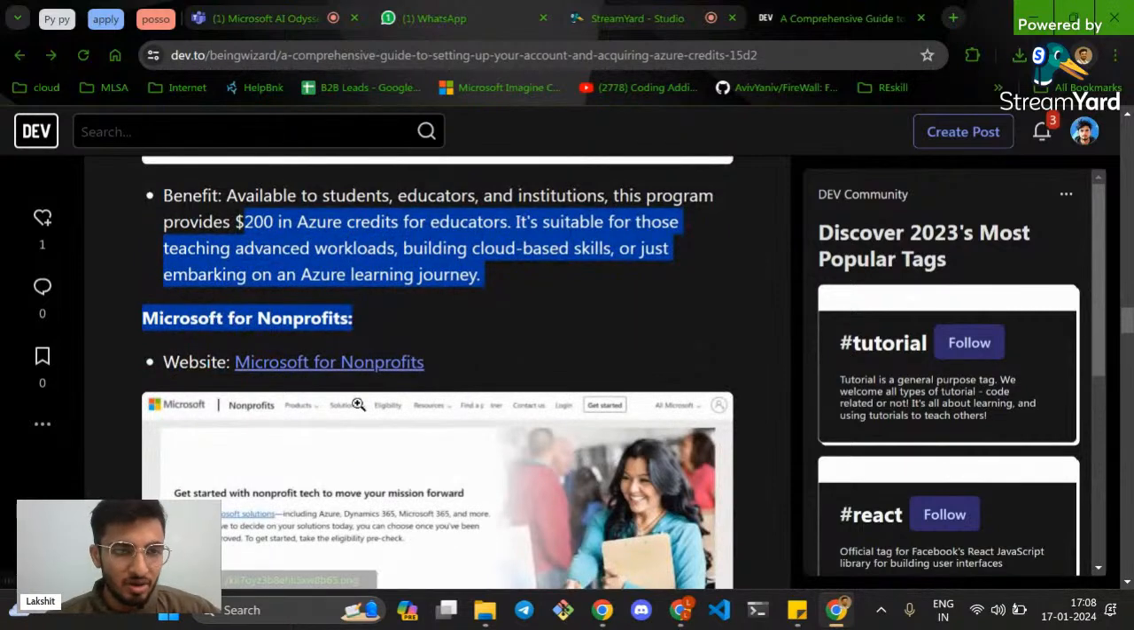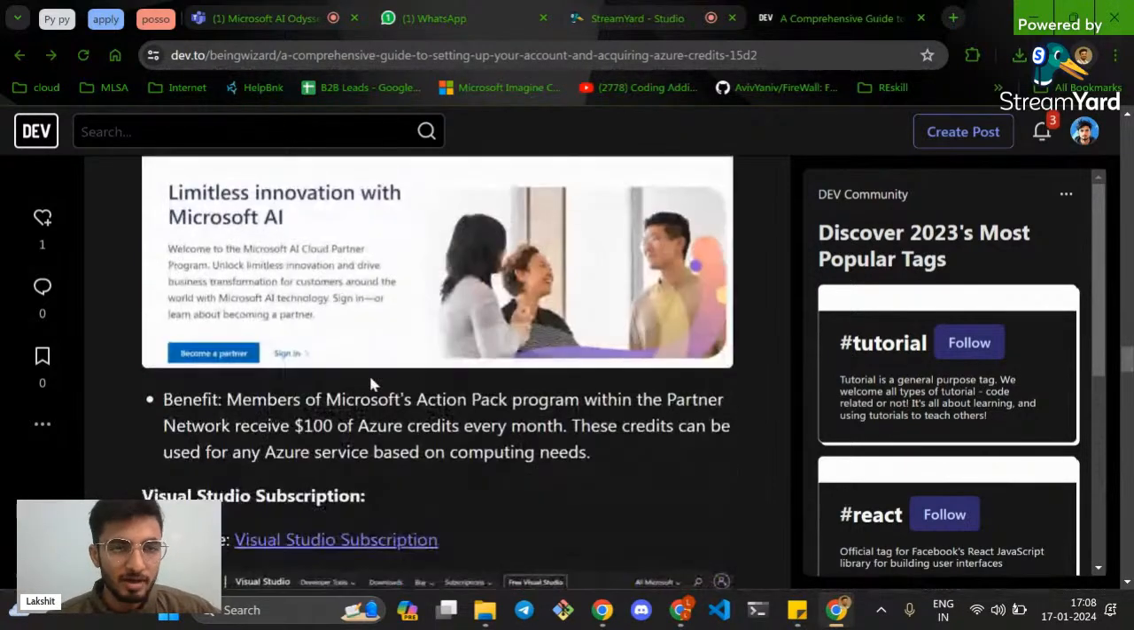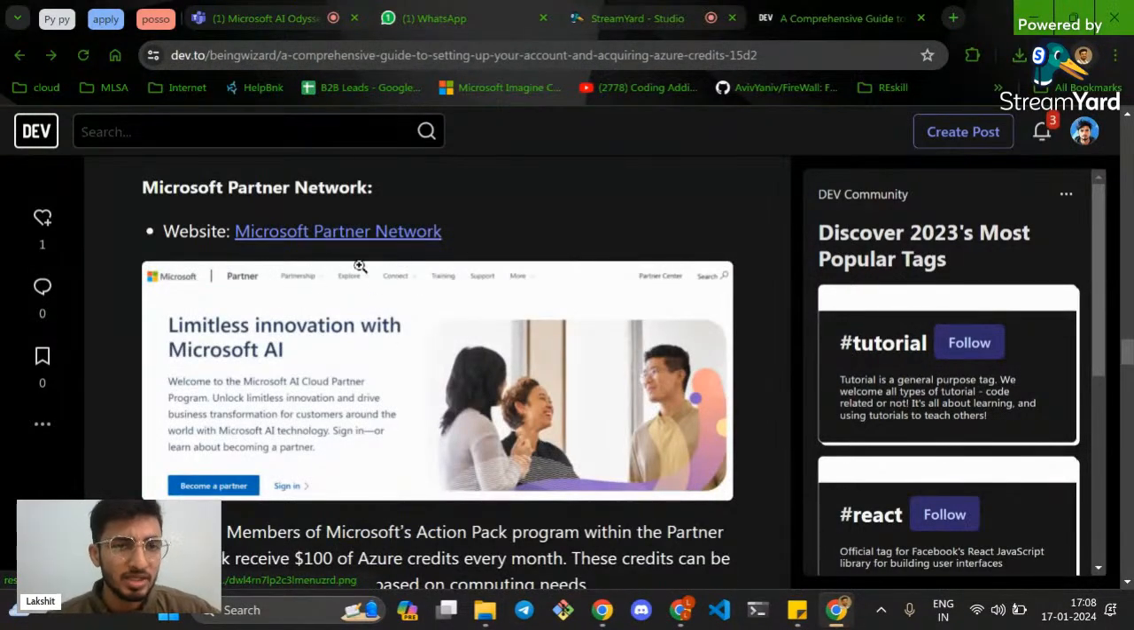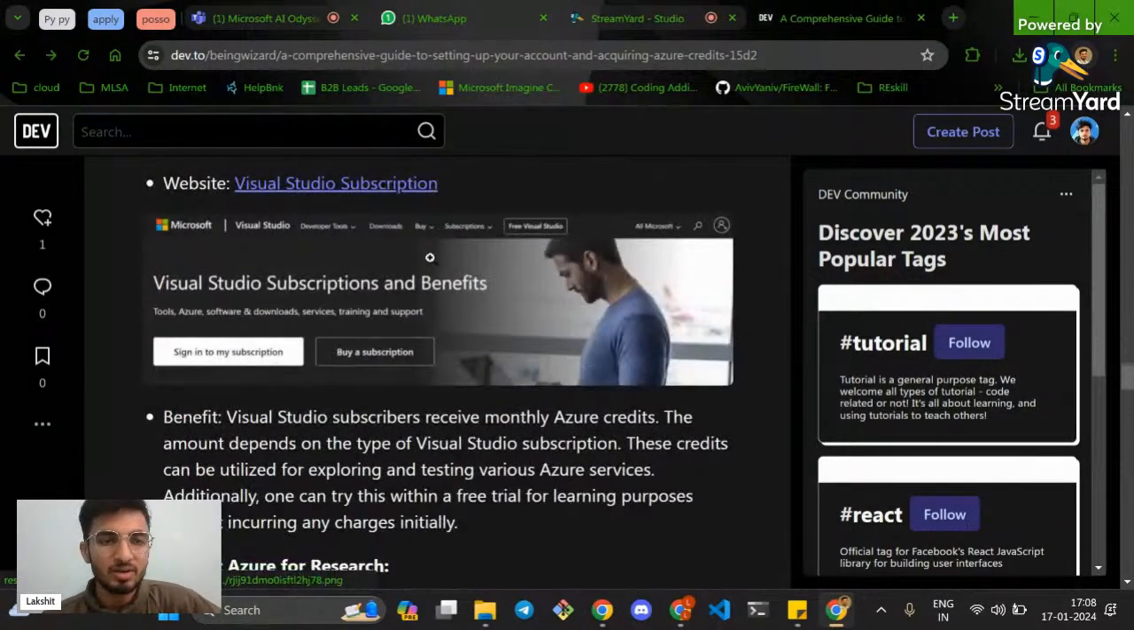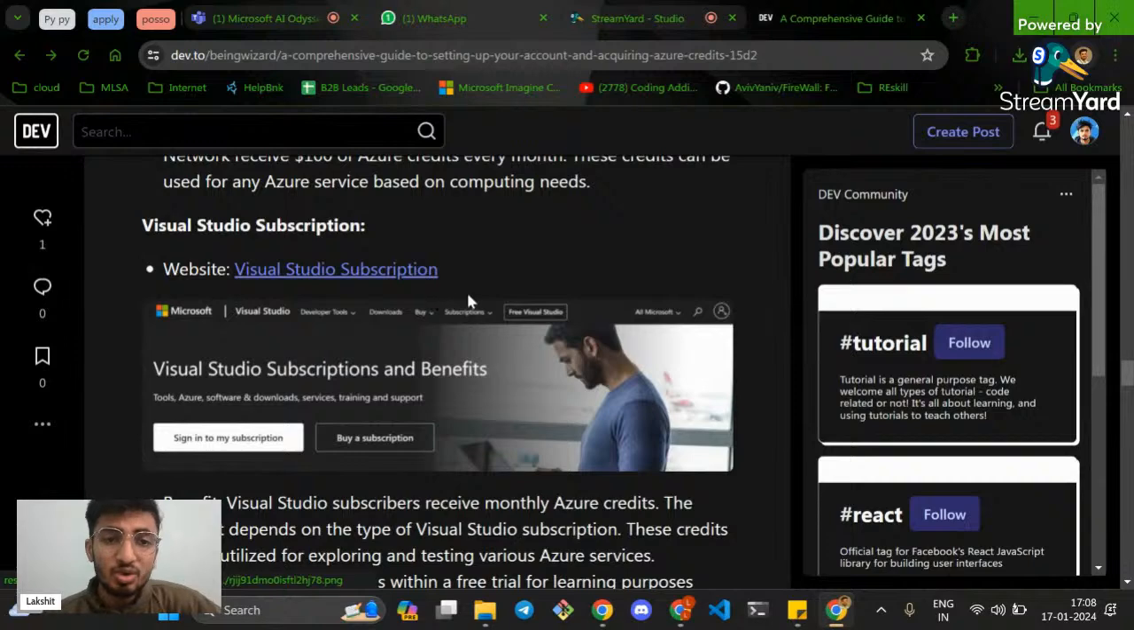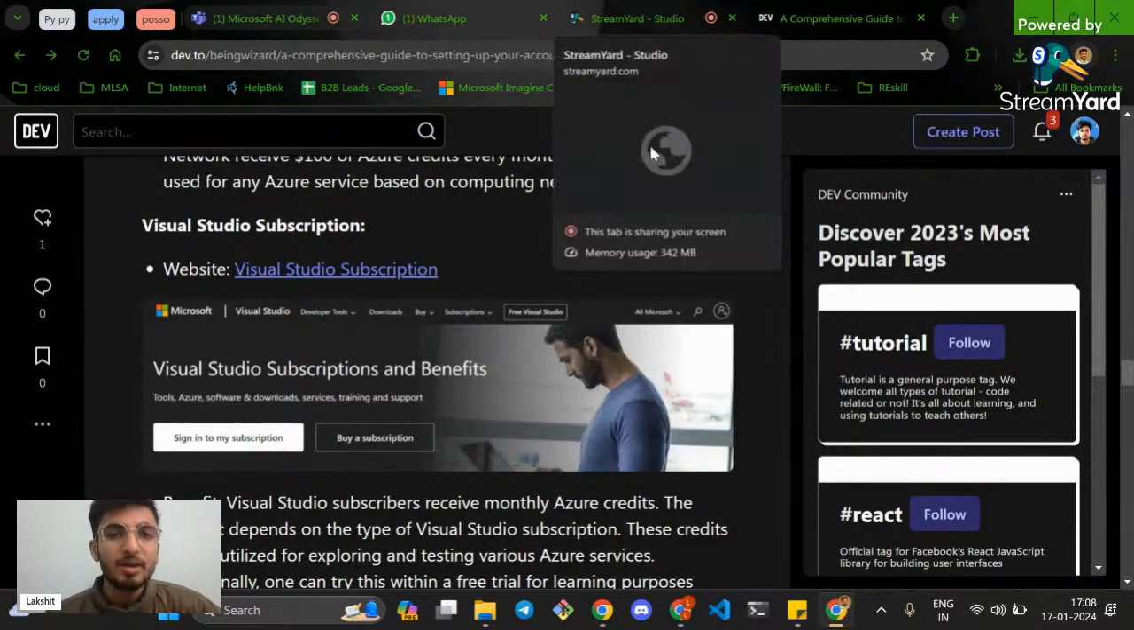Microsoft for Nonprofits, Microsoft Partner Network. This only works if you are an organization; if you're a student, this doesn't apply to you. This can work if you can show which kind of nonprofit organization you are associated with. And again, Visual Studio subscription, this is another good way, along with the free trial.